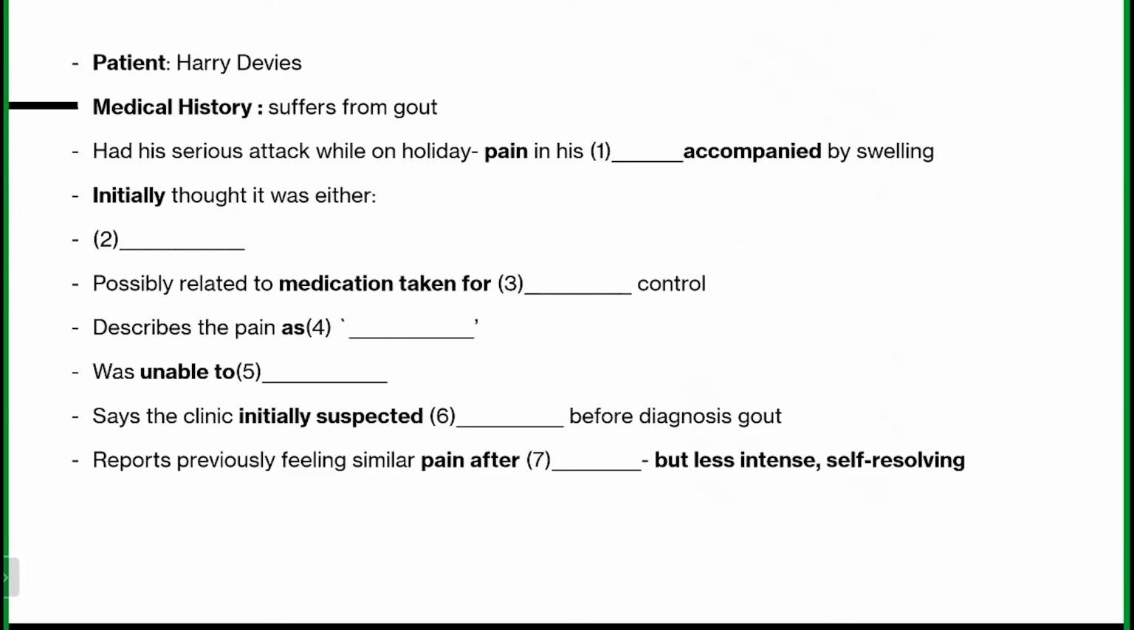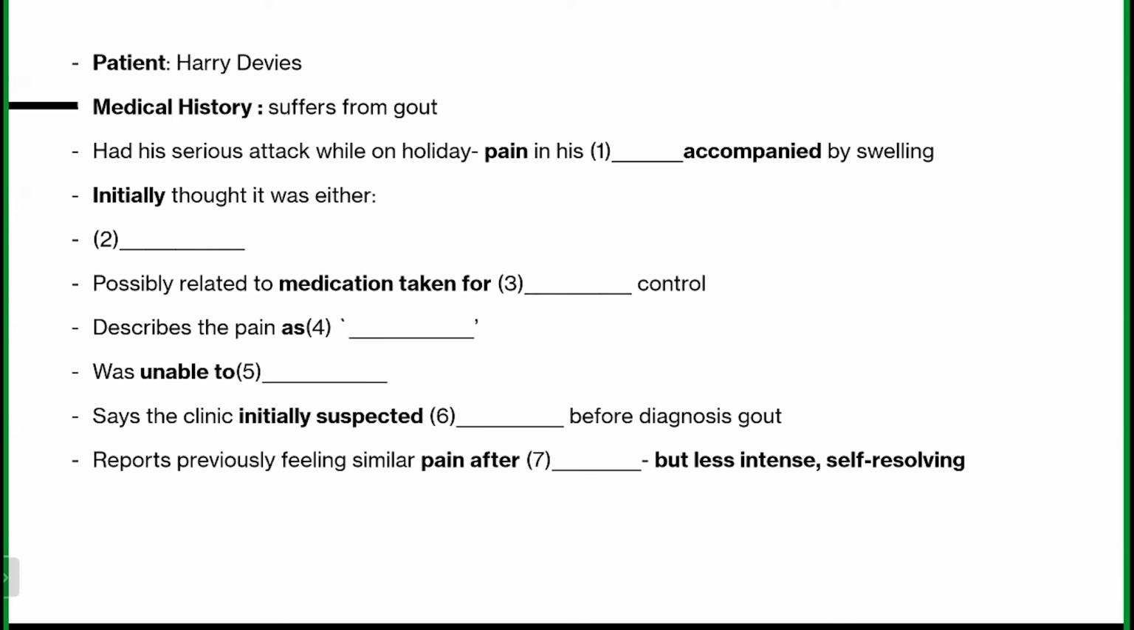Now the next side heading is medical history. You can see there is a short case note: suffers from gout, and then they have given had a serious attack while on holiday. Listen to this one, actually you have to underline the words before and after the blank. Before the blank and after the blank there are some words you can underline to lead you to the answer. You can see "pain in his dash accompanied".